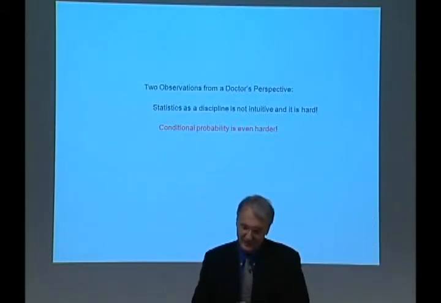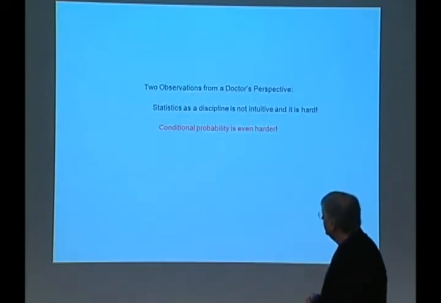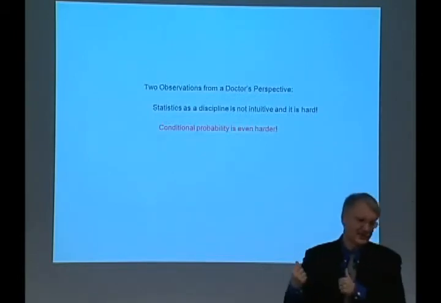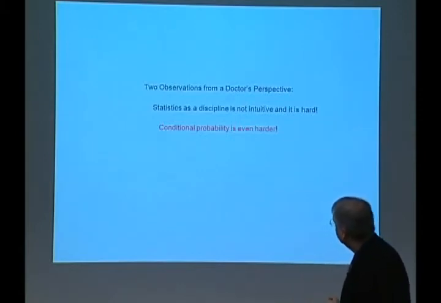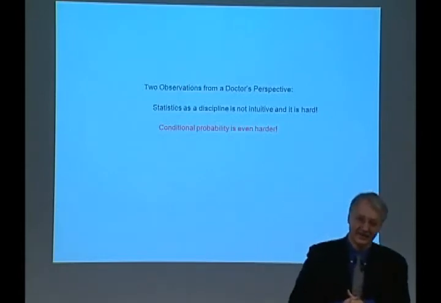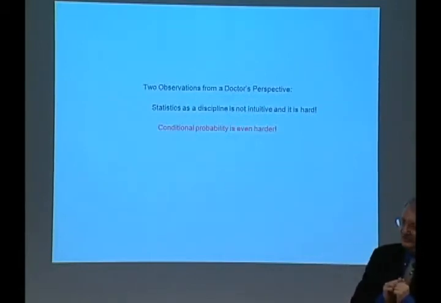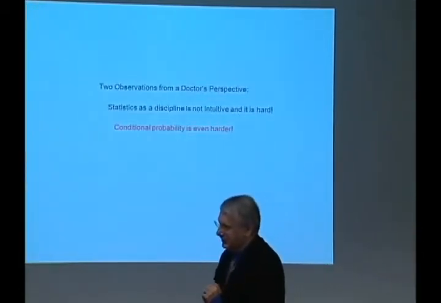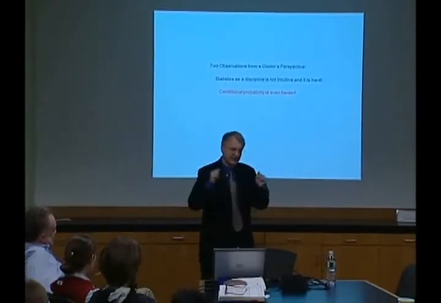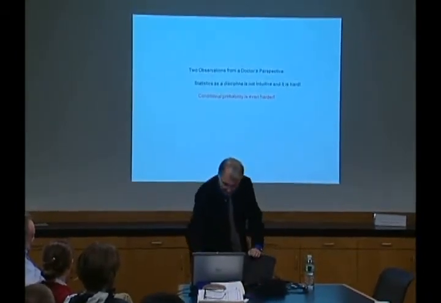Okay, so I have two observations from a doctor's perspective, that being me. Statistics as a discipline is not intuitive, and it is hard. Actually, this is going to be three observations. And then conditional probability is even harder. It is really hard. It may seem easy because no doubt many of you are facile and you can handle the issues. But conditional probability, under the right circumstances and the right presentation and in the right milieu, can stump full professors of mathematics, as Soren no doubt has shown you, or will show you.